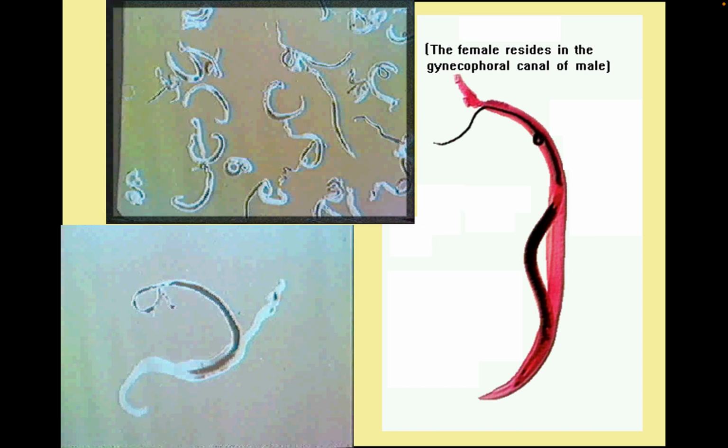And here, you can see the color of the male is lighter, and the female has the darker color. The adults you can see with your naked eyes, they are about 1 to 2 centimeters long.